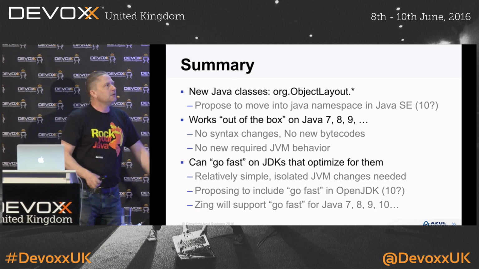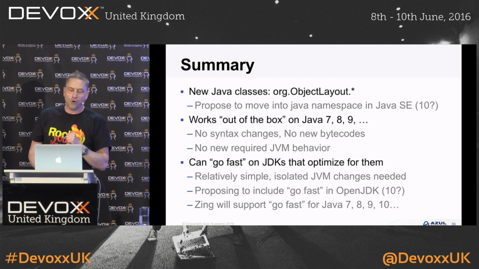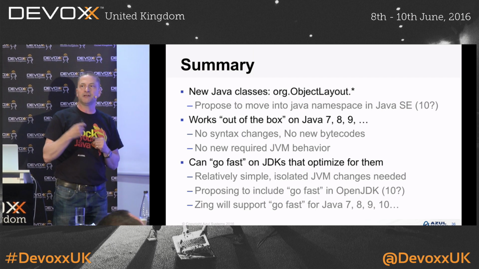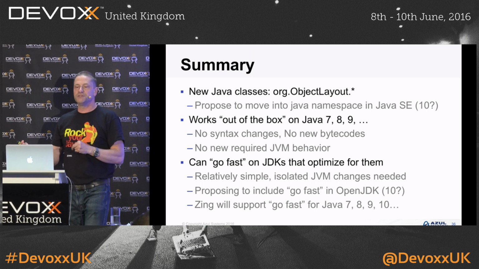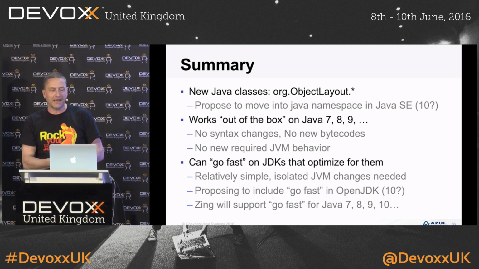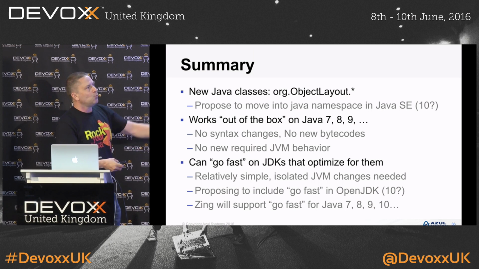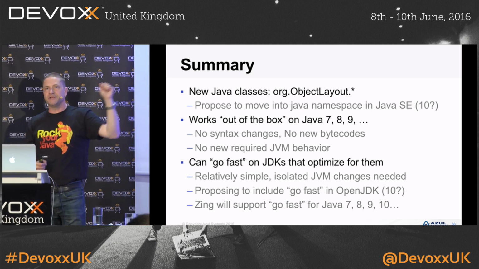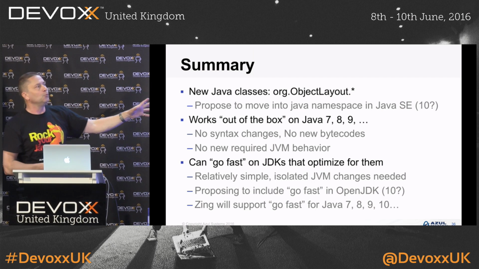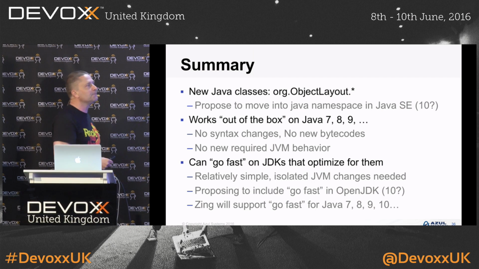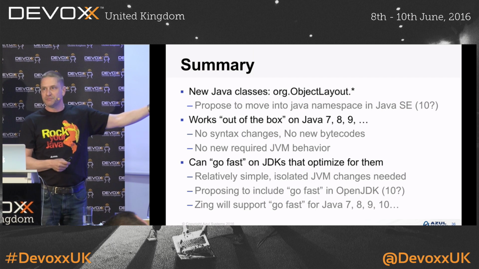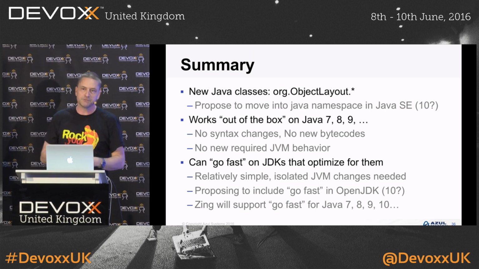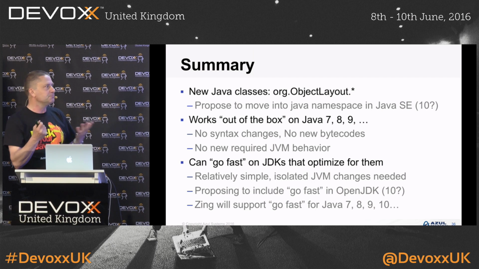So just to summarize then, a whole bunch of new classes in org.objectLayout. The proposal, as I say, is to move them into the Java SE 10 namespace at some point, so we can get the improvement in performance, but without having to break any of the language changes before that. It works out of the box on Java 7, 8, and 9. The reason we can't do it before 7 is because we need method handles, so we can't do it on Java SE 6, for example. No syntax changes in terms of the language, no bytecode changes, so it's transparent from that point of view. It's just a set of libraries, with few changes in terms of the way you use the code, and so on.